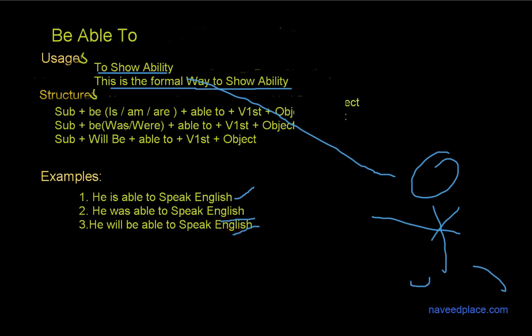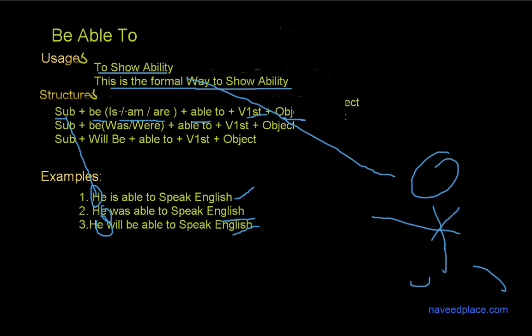Now it's time to see the structures of be able to. The first structure is subject plus is, am, are, plus able to, plus first form verb, plus object. What does subject mean? Subject means doer, who is doing. For example Naveed, Ali, he, she, it, they, we, anybody. Here we have subject, and definitely we have is, am, are.